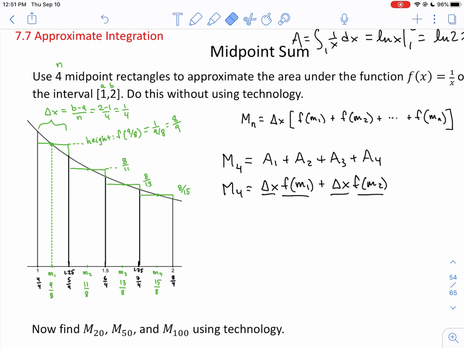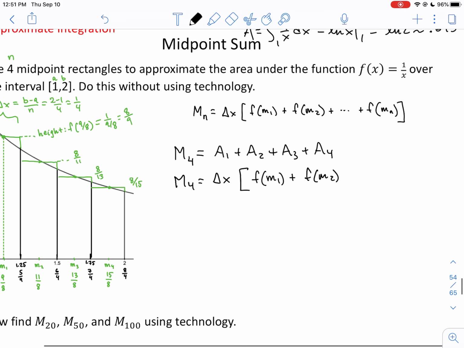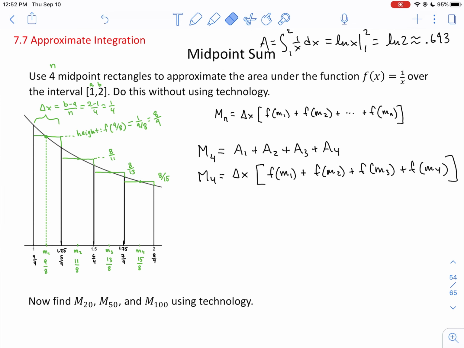Notice though, as I keep writing this, you're going to see that each one of these is going to have a delta x. So I'm going to actually factor out the delta x to the front and just add the 4 heights. So the next height would be f of m sub 3 plus f of m sub 4. Now what you're seeing up here is a general formula for finding M sub n, where you're doing more and more rectangles. And you can see it being used specifically right here in the case of doing 4 rectangles.